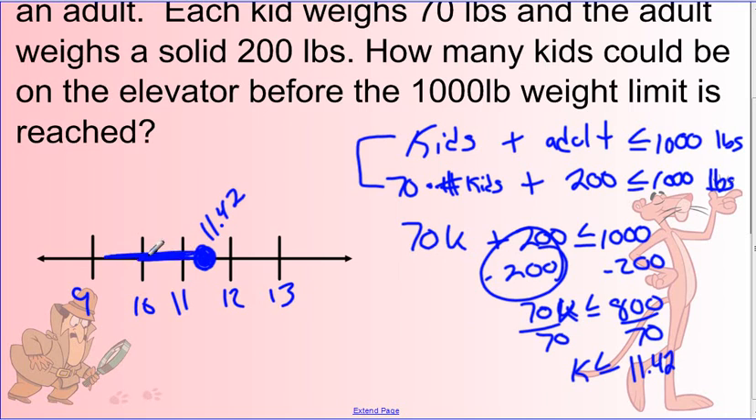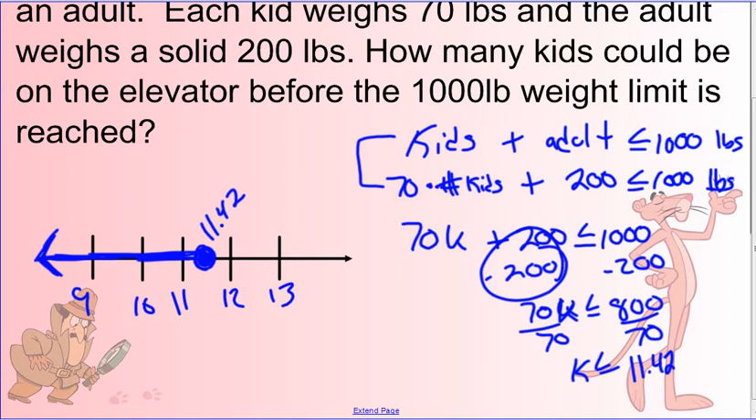So I could put 9 kids on, and the elevator's not going to crash. I could put 10 kids on. Elevator's not going to crash. I could put 11 kids on. Elevator's not going to crash. Once I get 11.42 kids, so like that 12th kid starts to get on, he puts his foot on, that's when the elevator might crash because it has too much weight.